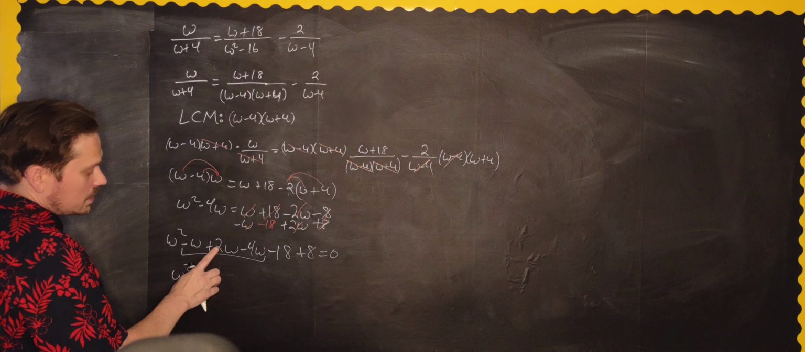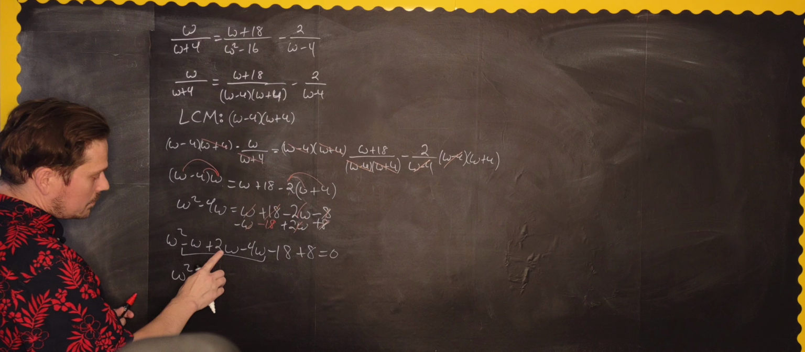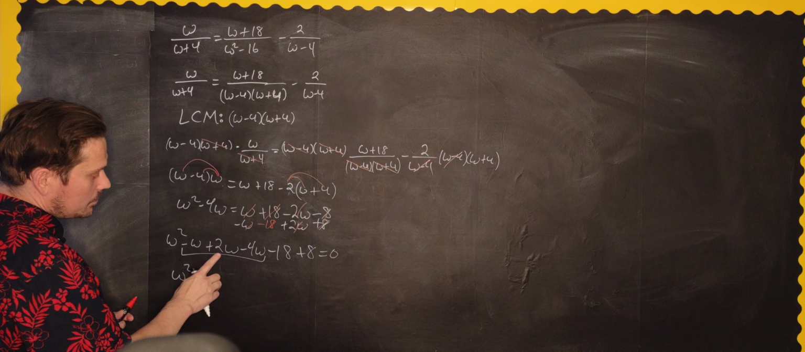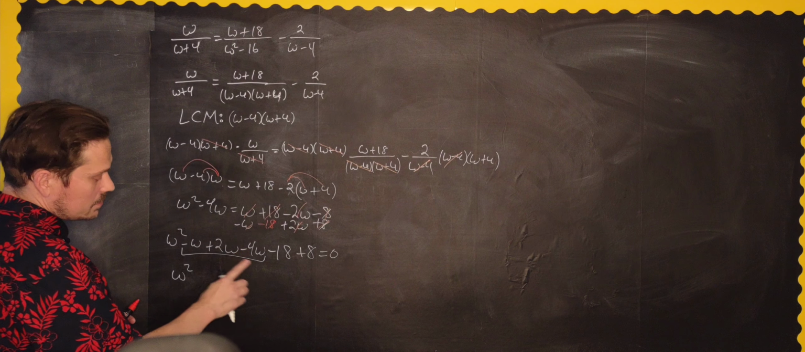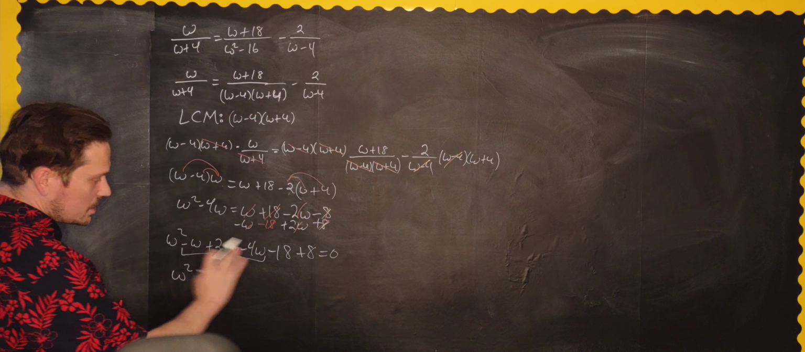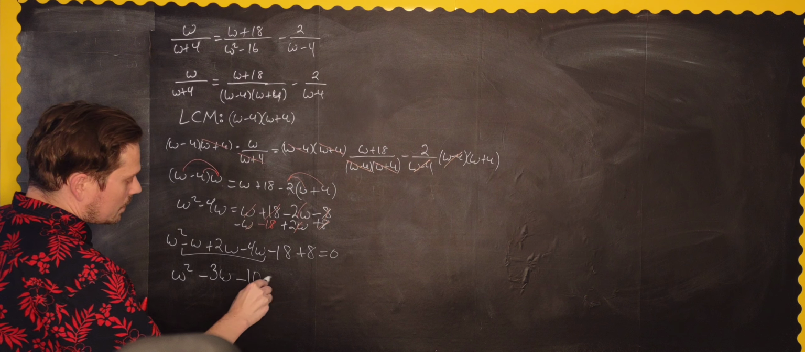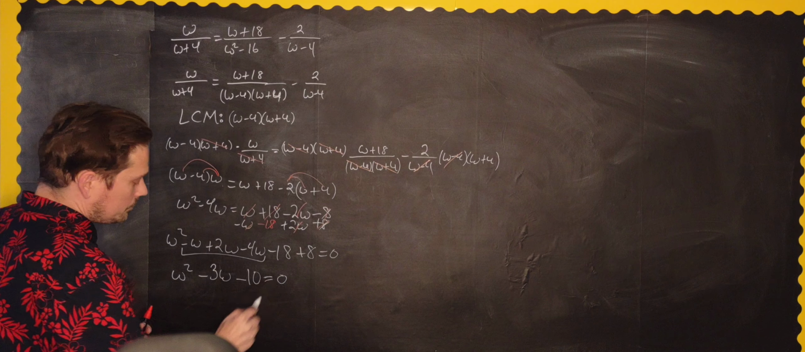Negative w plus w is 1w, like this. So negative w plus 2w, that's going to give you positive 1w. Positive 1w minus 4w will give you a negative 3w, like this. So this step is handled. Negative 18 plus 8 will give you a negative 10. And this is equal to 0 right here, okay?